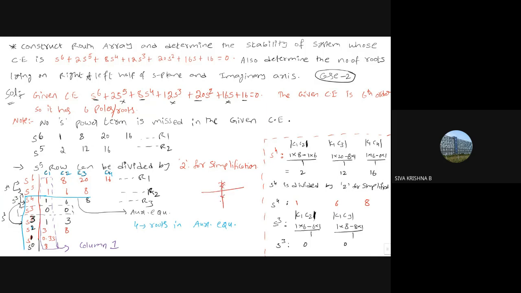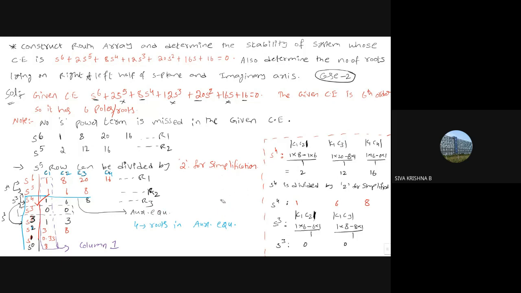Suppose there are 4 roots, you have to place them like this. When there is no sign change in this auxiliary equation, all 4 roots lie on the imaginary axis only. That means for this root this is the combination and for this root this is the combination. Okay, like this you have to place.